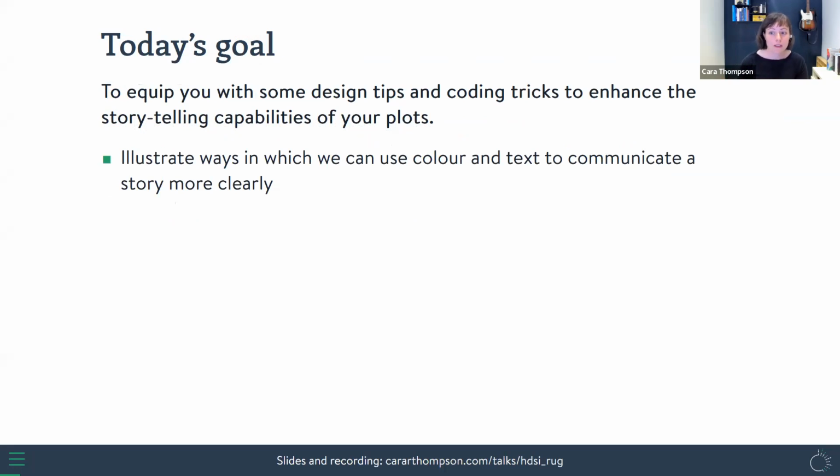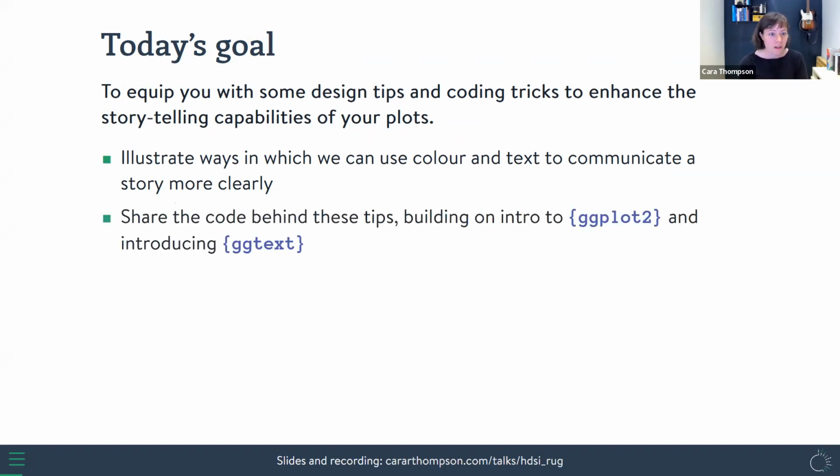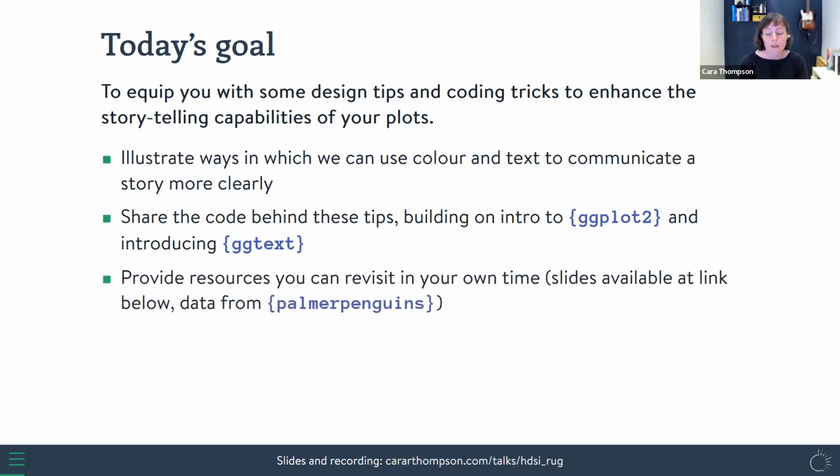We're going to illustrate ways in which we can use color and text to communicate the story more clearly. We're going to share the code behind this and introduce ggtext on top of the ggplot2 package that you've already had a look at. I'm going to provide resources that you can revisit in your own time. The slides are going to be available at the link. If you click on it now, you'll get to a page where it says it's coming soon. So don't do that. But I mean, do it if you want to, but you won't find anything there.